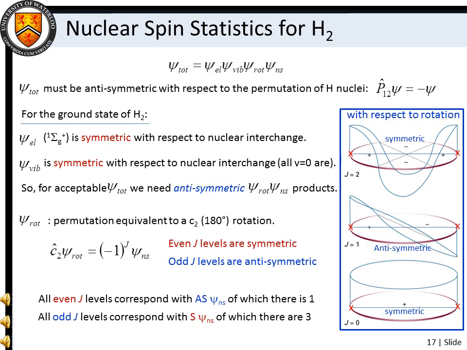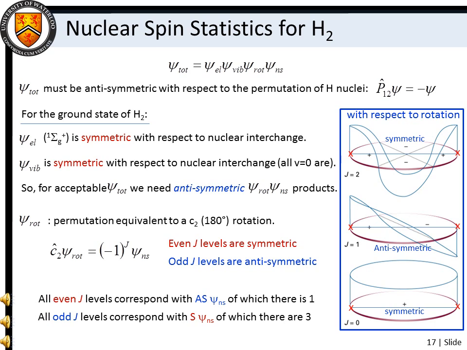Thus we find that to satisfy the Pauli exclusion principle, even J wave functions must be paired with antisymmetric nuclear spin wave functions, and odd J wave functions must be paired with symmetric nuclear spin wave functions. As a result, for H2, odd J rotational energy levels have 3 times the statistical weight of even J levels, and rotational transitions originating from odd J levels have 3 times the intensity of transitions originating from even J levels.